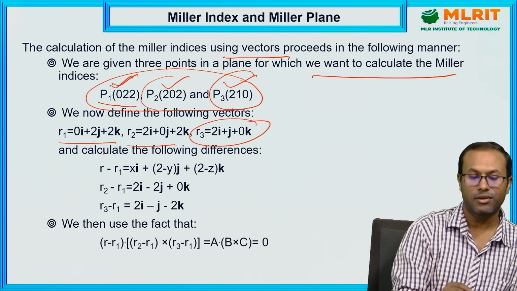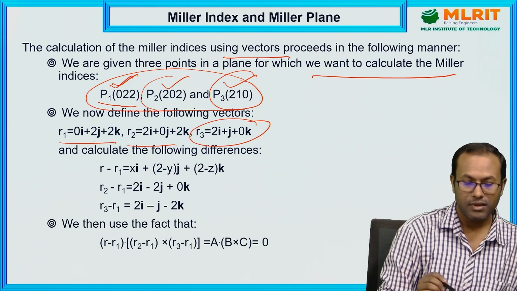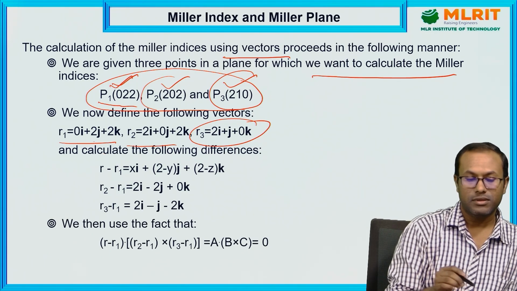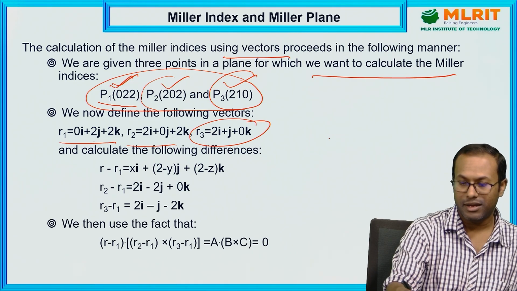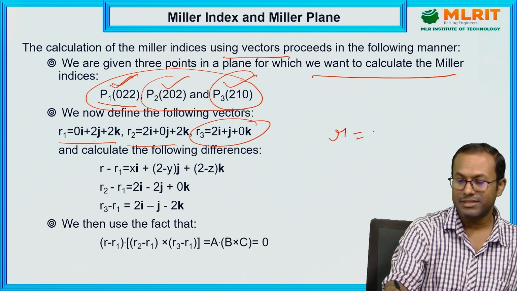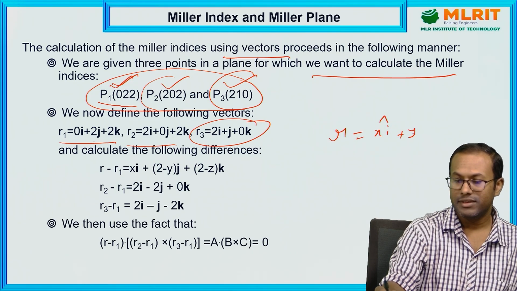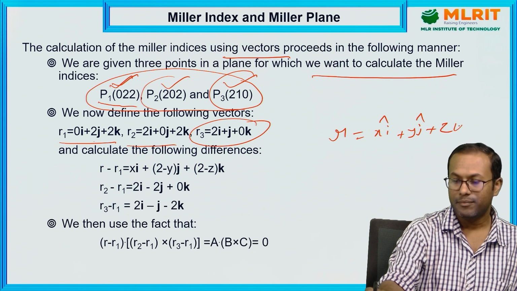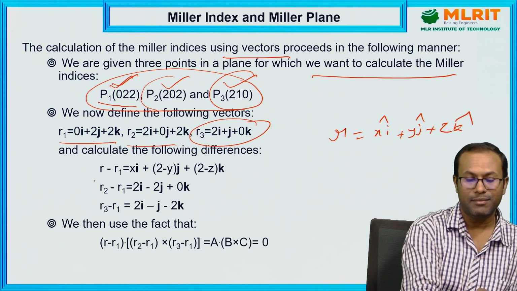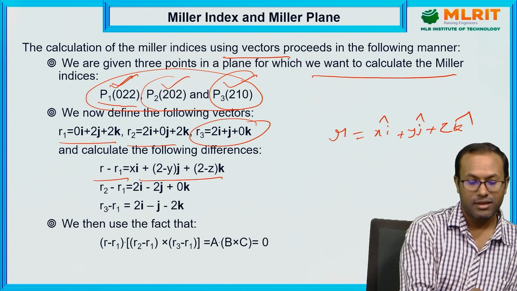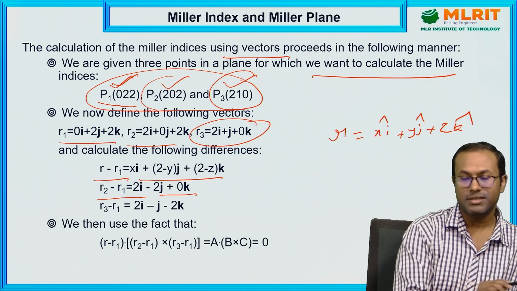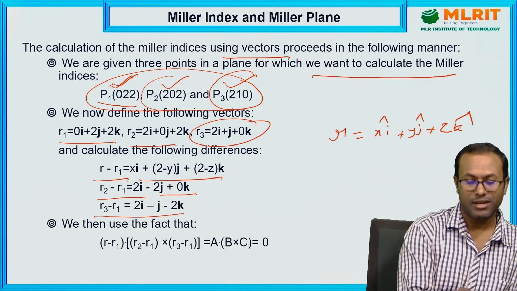R1, R2, R3 got. Now calculating the difference between these things. Suppose R is one arbitrary point on the plane, that is xi cap, yj cap and zk cap. Now what is R minus R1? If you get R minus R1, it will become this. Then R2 minus R1 will come this, and R3 minus R1 will come this.